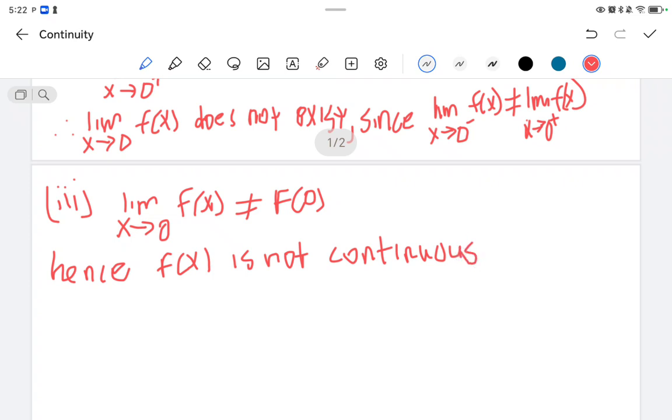This is not continuous at x equals 0. We see, right, it is not continuous at x equals 0, and we have stated why. Then we come to the second question.